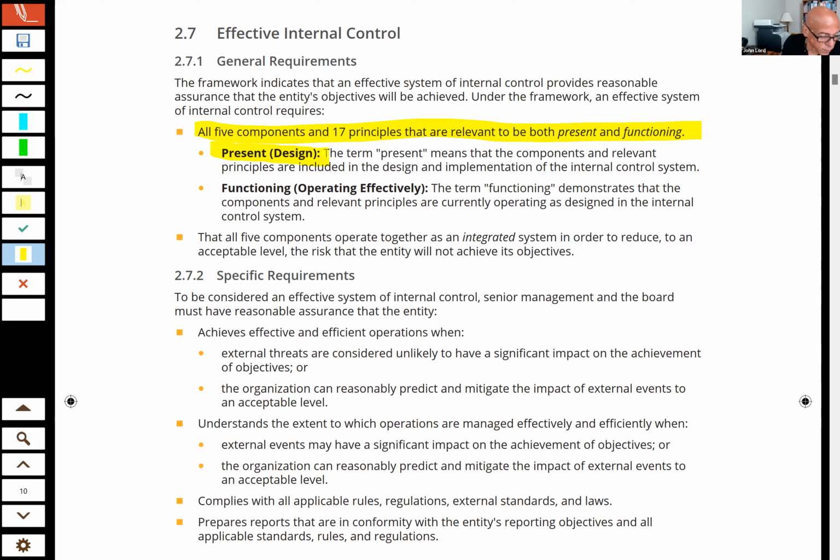Will it achieve the objectives? Okay, so it means that the components are relevant and are included in the design and implementation. So they have designed the control and they are using it. Now, is it functioning? Does it have operating effectiveness? And so that means that even though they may be using a control, is it operating as designed?